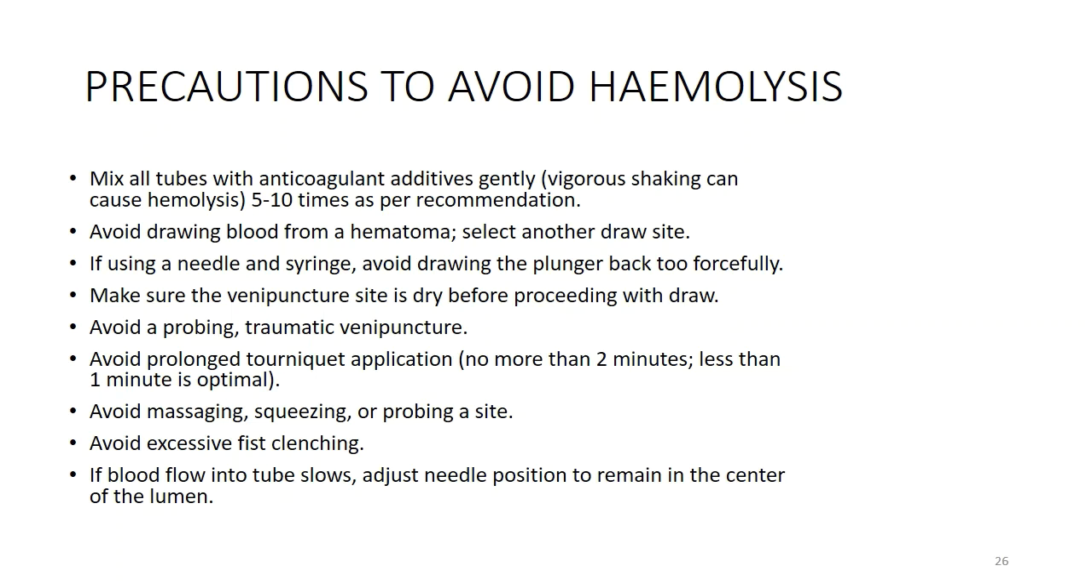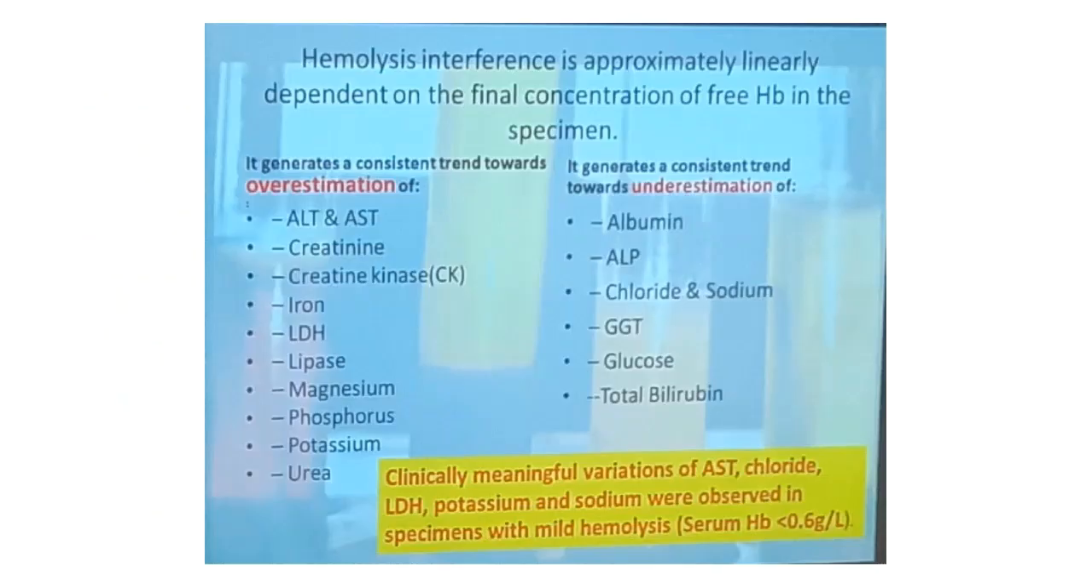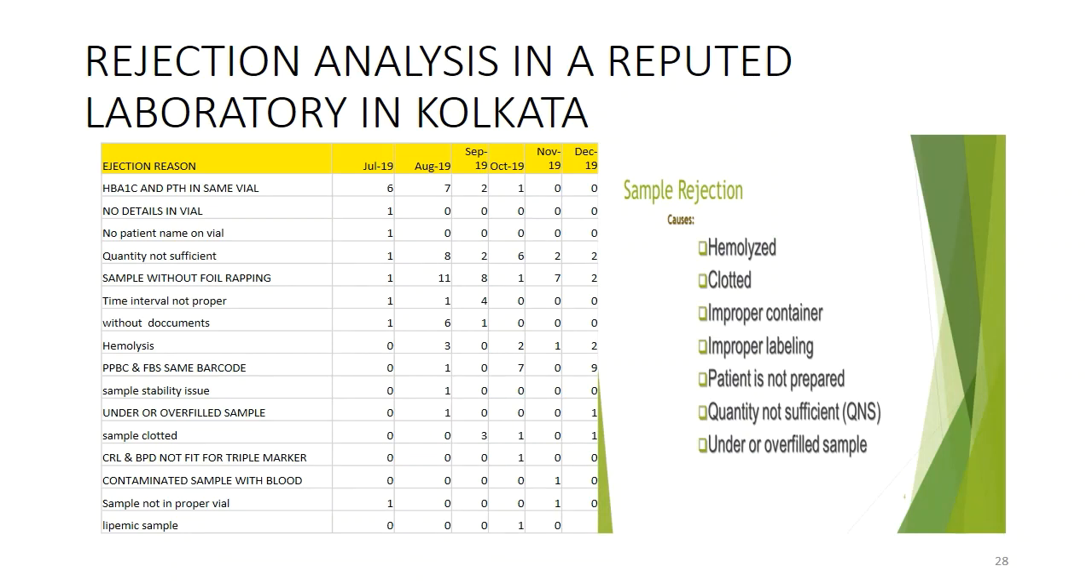These are the impacts of hemolysis, which may interfere with test results. A hemolyzed sample may lead to overestimation of AST, creatinine, LDH, iron, and underestimation of albumin, alkaline phosphatase, GGT, glucose, etc. So this is the rejection analysis in the laboratory, Kolkata. See the different kinds of problems which may lead to rejection.